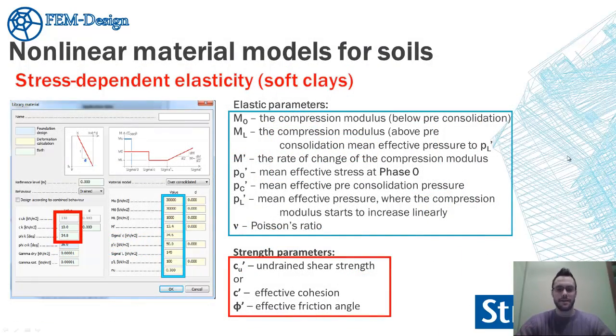So for this stress-dependent elasticity, we need to set several other elastic properties. We need to give this idealized diagram where the vertical axis is the compression modulus and the horizontal axis is the stress levels in the soil. We can set the initial compression modulus before the pre-consolidation pressure, then we need to give different parameters of this curve to get an idealized diagram of this stress-dependent elasticity in the soil. But also, if I would like to apply the Mohr Coulomb criteria for this material model, we can give the strength parameters of the soil for the Mohr Coulomb material models.